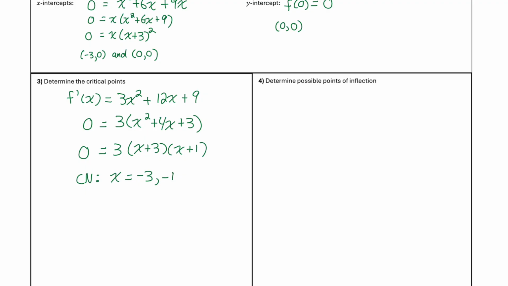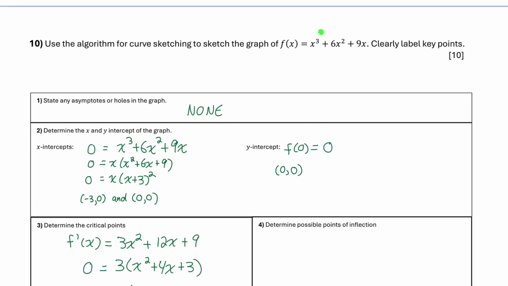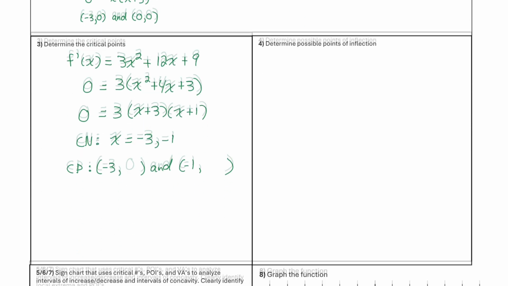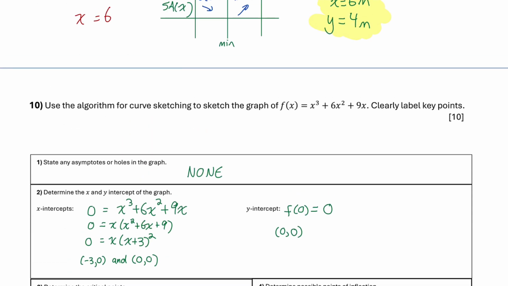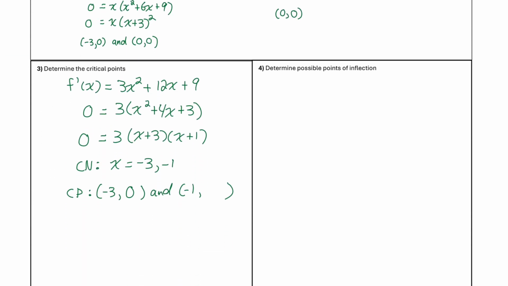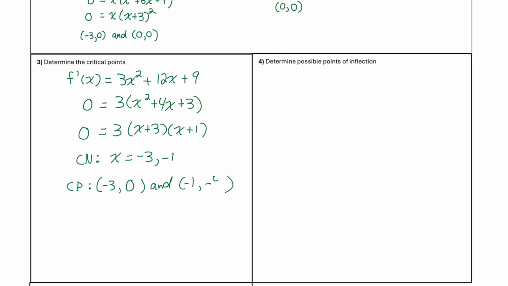It asks for the critical points, meaning I need the y values that go with each of those x values. So I'll find my critical points just by taking negative 3 and negative 1 and subbing them into the original f of x function right here and calculating the corresponding value of y. Well, when we sub in negative 3, we should get 0, right? Because that was an x-intercept on the function. And when subbing in negative 1 into this function for x, I would get negative 4. So the point negative 1, negative 4 is a critical point.